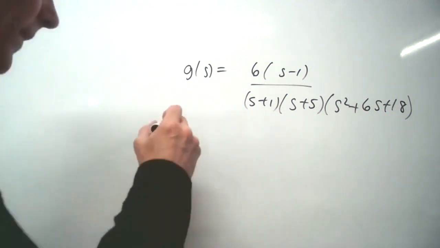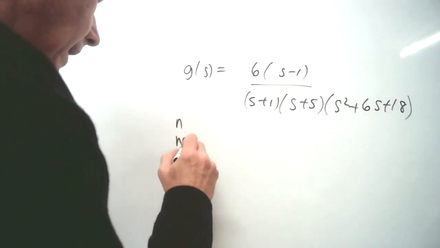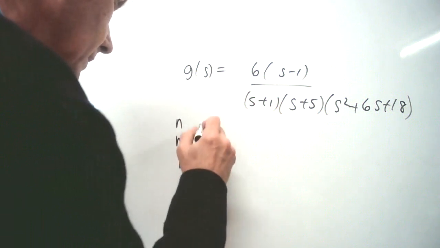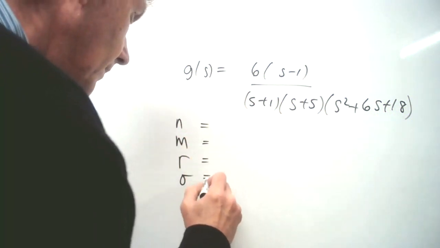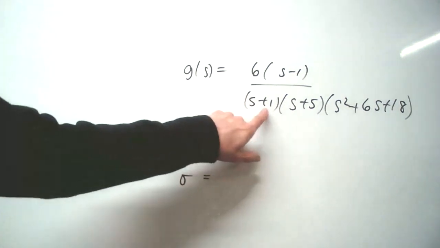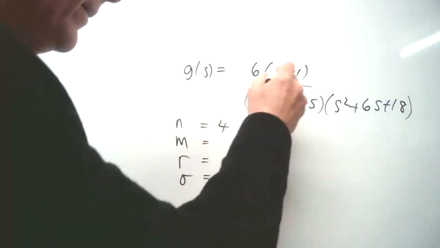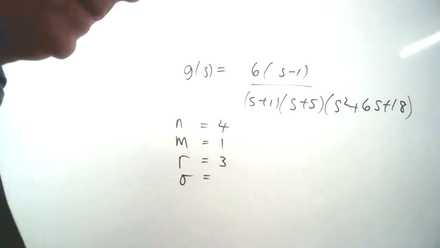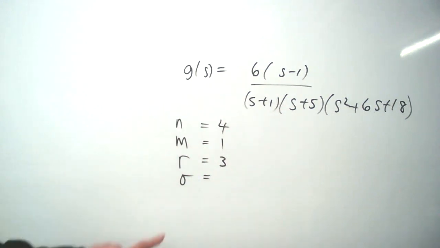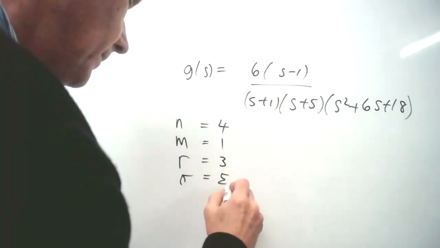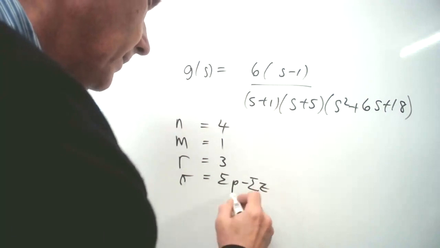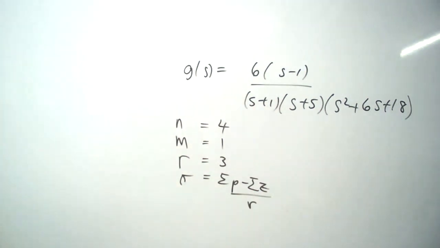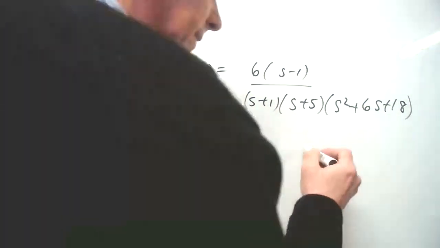It's a standard procedure. We work out N, M, R and sigma. So N, the number of poles, is 1, 2, 3, 4. M, the number of zeros, is 1. R is 3. So 4, 1, 3. And sigma is the sum of the poles minus the sum of the zeros, divided by R. So let's get our poles and zeros over here.